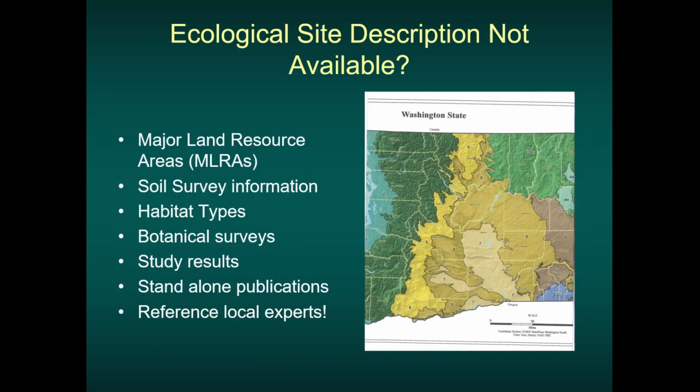So if you don't have an ESD, I know there's a lot that are under development or in draft form, you're just going to have to try to find information about the site from other sources. Probably the best thing, if possible, is to look for reference sites nearby. You can talk to local experts. You can contact herbarium staff at different universities, or contact the Plant Materials Center. We've got a pretty good handle on what the different ecosystems are out there and what species are adapted.